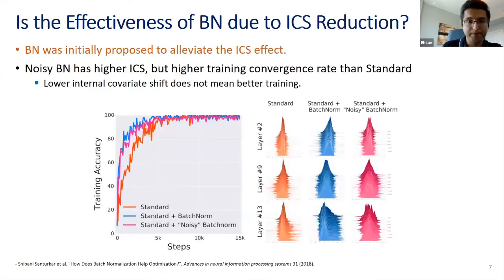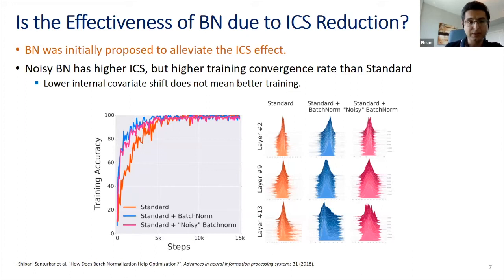So now the question is, is the effectiveness of batch normalization due to internal covariate shift reduction? Or how are these two related? Because we were thinking that batch normalization is alleviating the ICS effect. In this paper, they propose an experiment, and by doing that experiment, they show that no, that's not the effect.